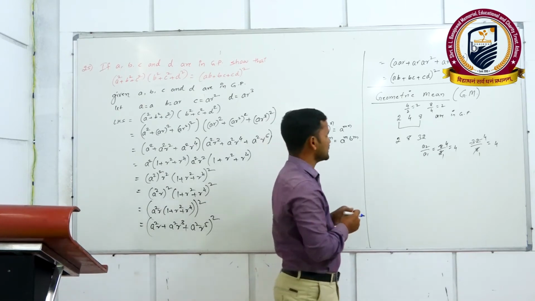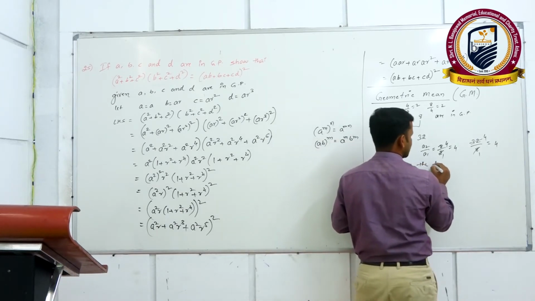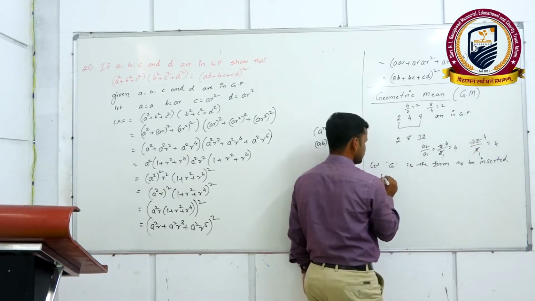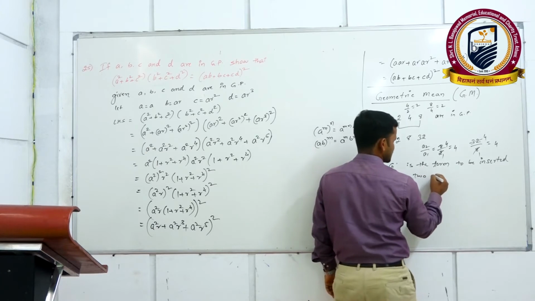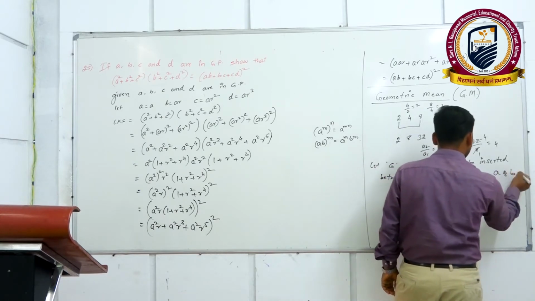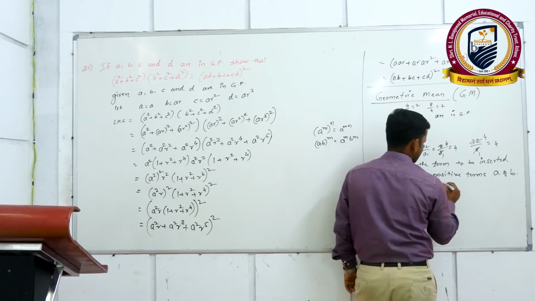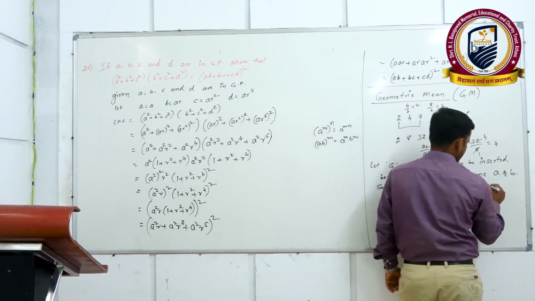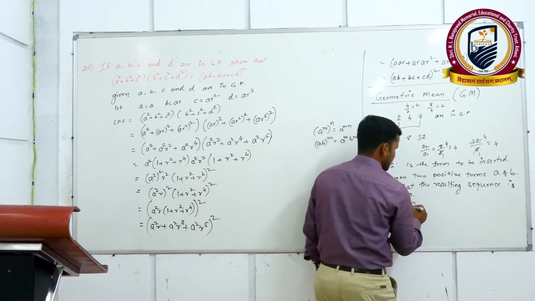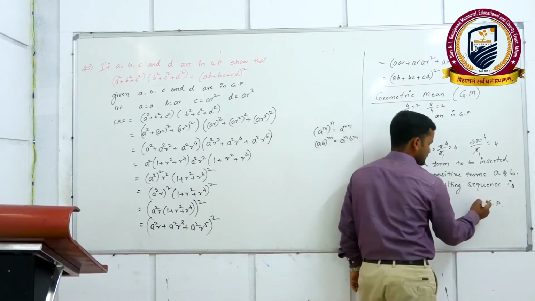How will you write it in general? In general, let G be the term to be inserted between two positive numbers A and B such that the resulting sequence is in geometric progression. That means A, G, B is in GP.